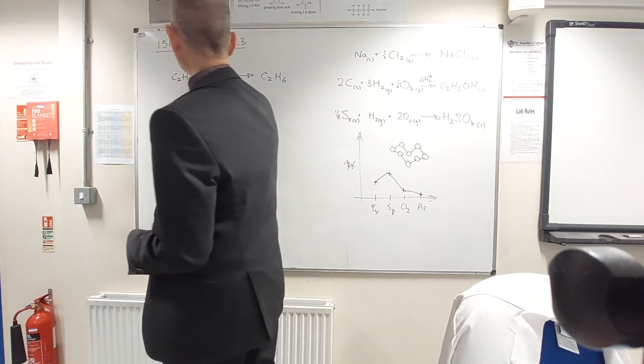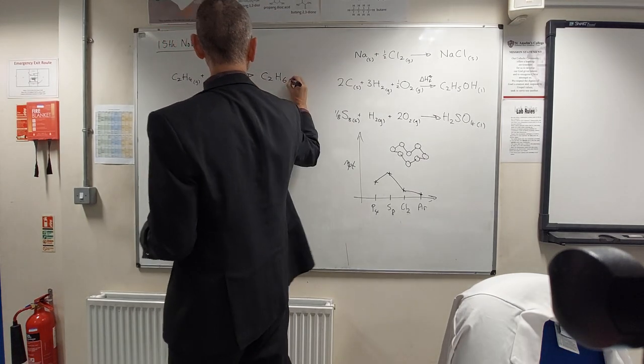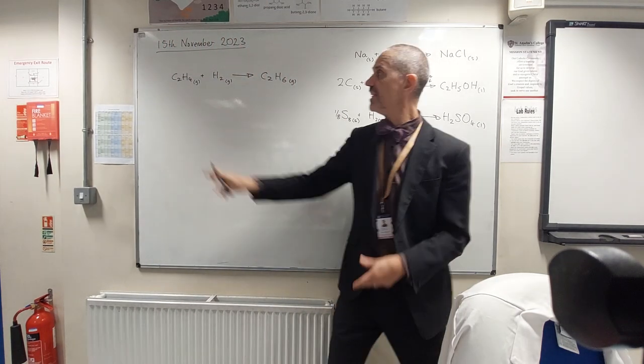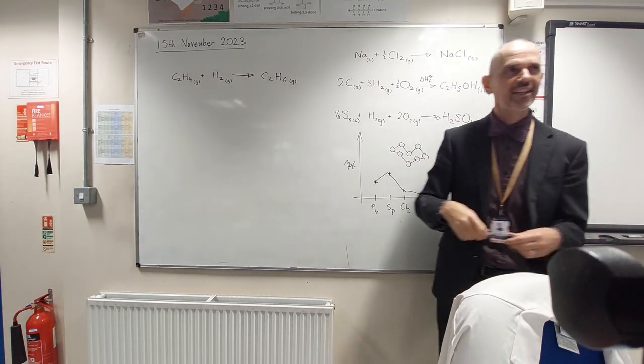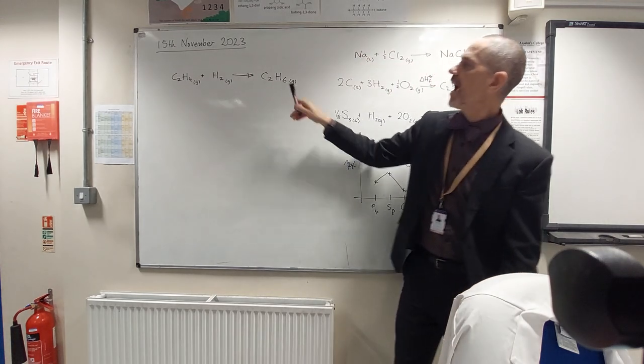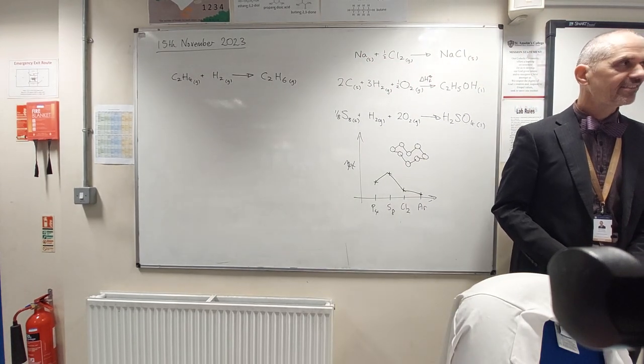And let's assume everything's in its standard state, in which case they'd all be gases. So that's ethene on the left, reacting with hydrogen, probably with a nickel catalyst at around 60 degrees, making ethane. Okay.